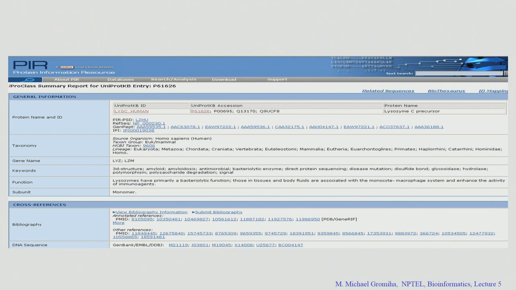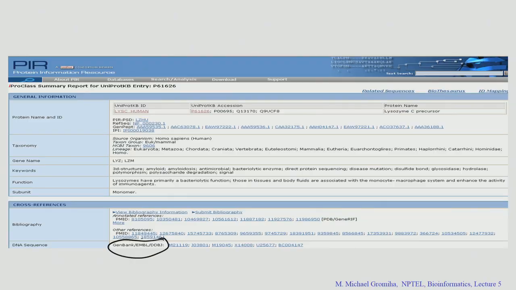Then you get the cross references, right. So, they give the bibliography and DNA sequence. What are the different DNA sequence databases? DDBJ, EMBL and GenBank, right. So, they give the links to all the databases, right. They link to GenBank, EMBL or the DDBJ and so on.